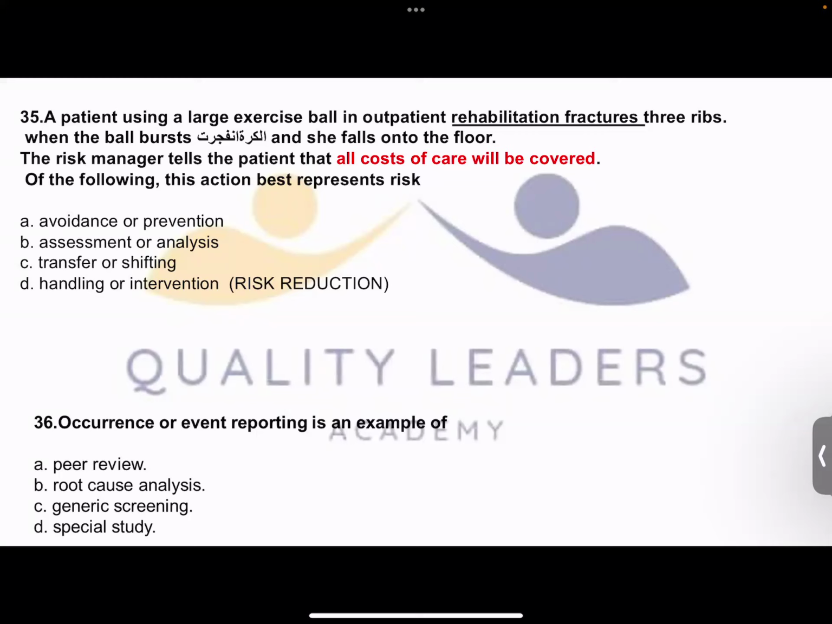What's the answer? Shifting. The risk manager tells the patient that all costs of care will be covered. Okay, the answer is letter C, handling or intervention. It is a risk reduction.